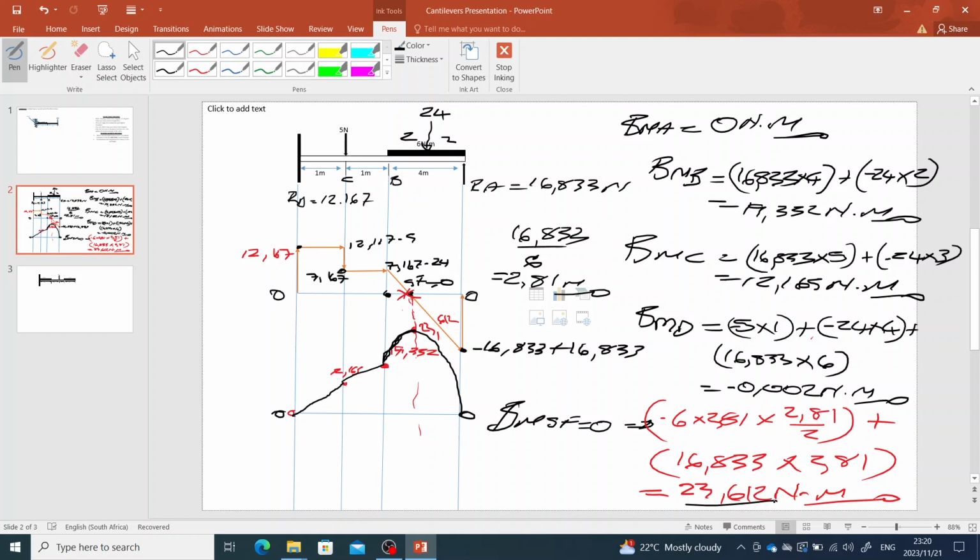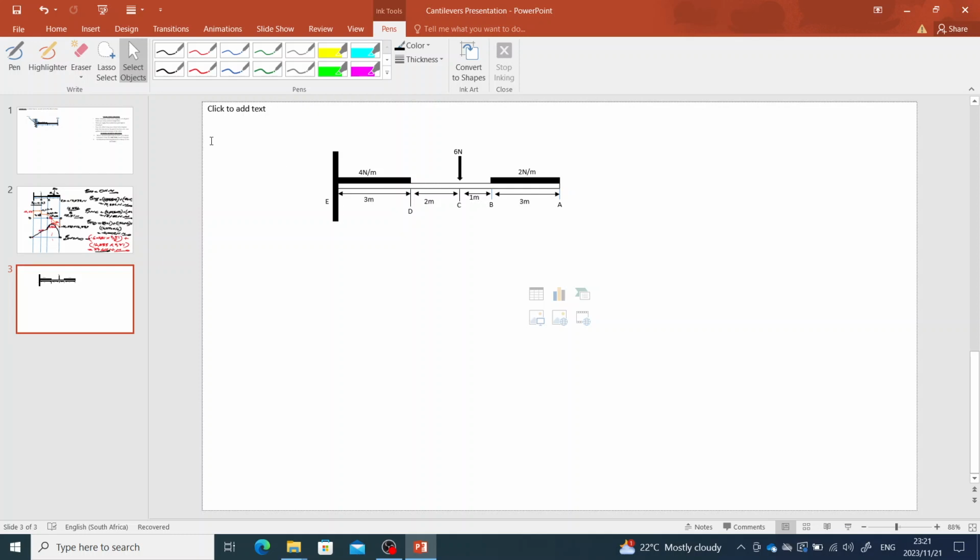But this point was not necessary because we know that the maximum bending moment is at the fixed point. This one, you can tell it occurs within points A and B. This is how you draw your cantilever, good people. This is how you draw your shear force and the bending moment and the calculations there. Now let's look at the last cantilever there. I hope this is helping.